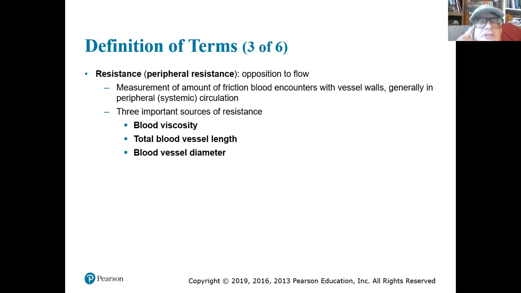Total blood vessel length. The longer the blood vessel is, the more vessel wall there is to rub against. And everywhere that the blood is rubbing against the tunica intima, there's a little bit of drag slowing it down. And blood vessel diameter, just like when we talked about conduction of electrical charges in the heart, the bigger the diameter, the less resistance. Narrow diameter, more resistance. So that's how vasoconstriction and vasodilation can control the flow of blood into an organ.